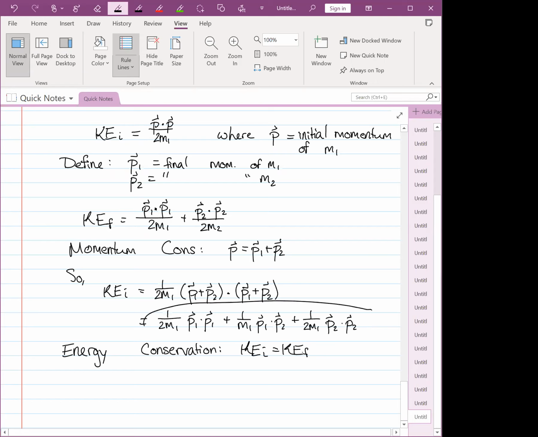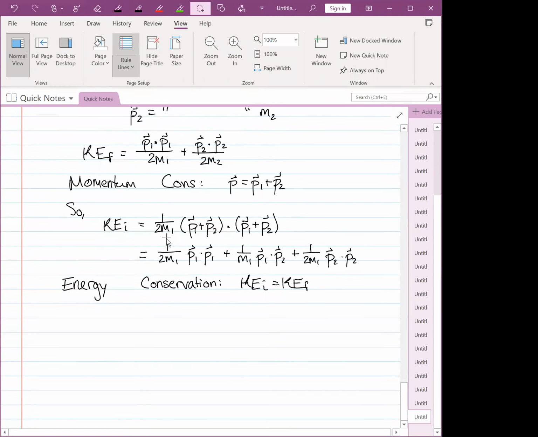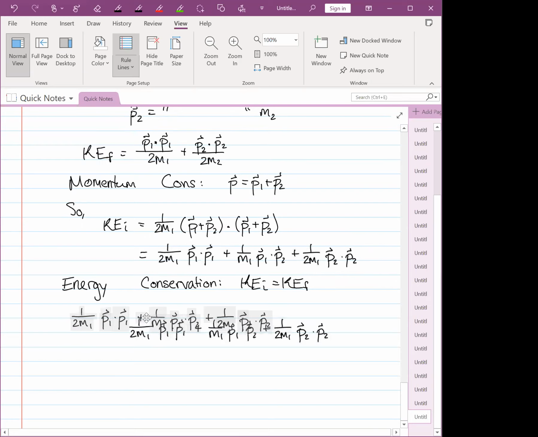And so we can relate the initial kinetic energy to the final kinetic energy. And that's what we're going to do. So I'm going to copy and paste. I know you guys hate this, but you don't learn anything from me actually spending time to write these down.